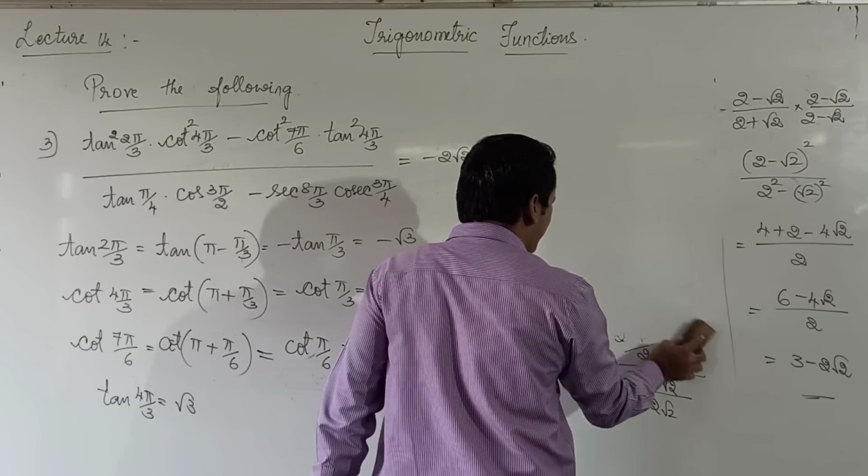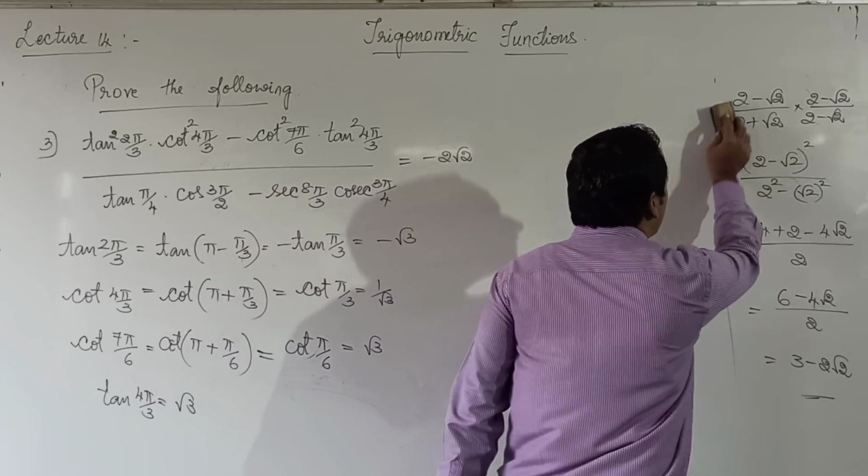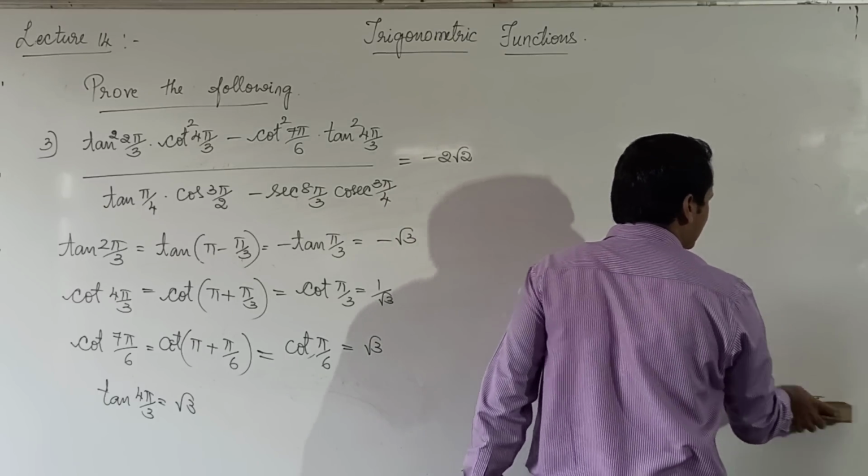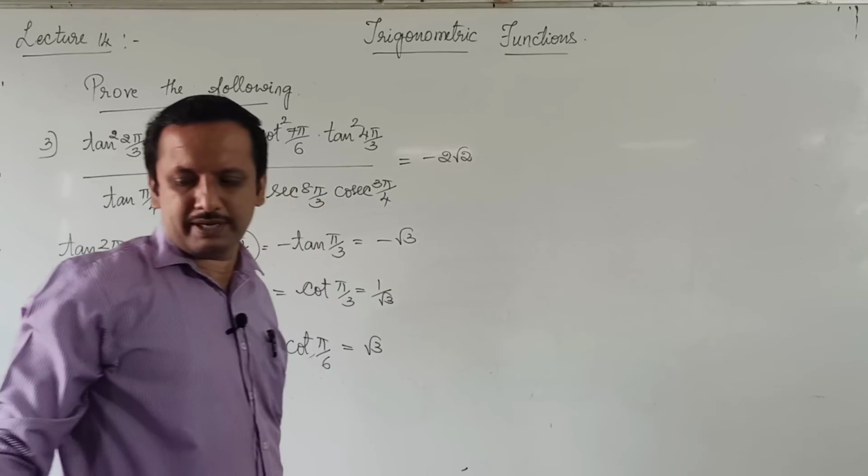Okay. Tan pi by 4. What is the value of tan pi by 4? Pi by 4 is nothing but 45 degrees. Tan pi by 4 is 1. That I don't think I have to write.